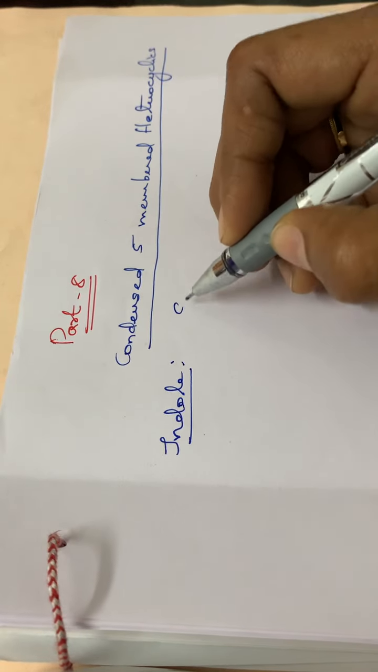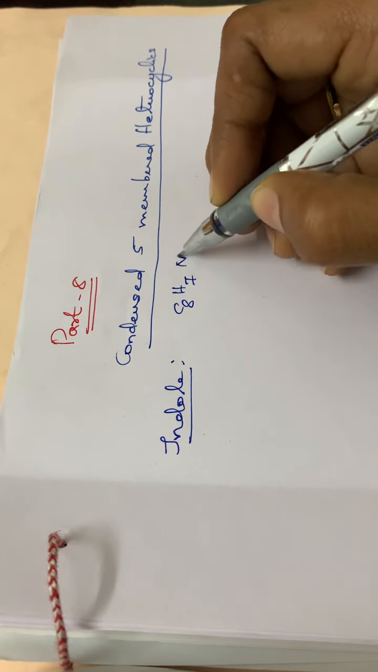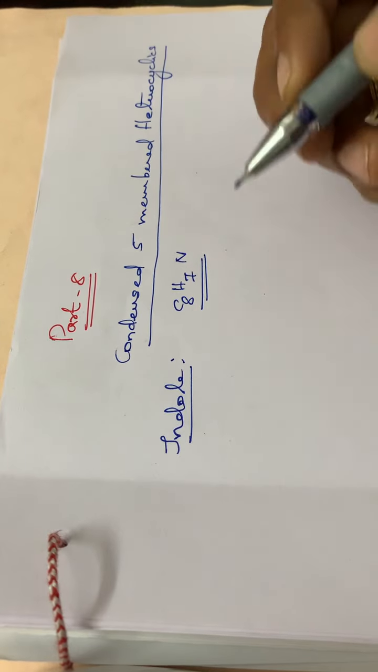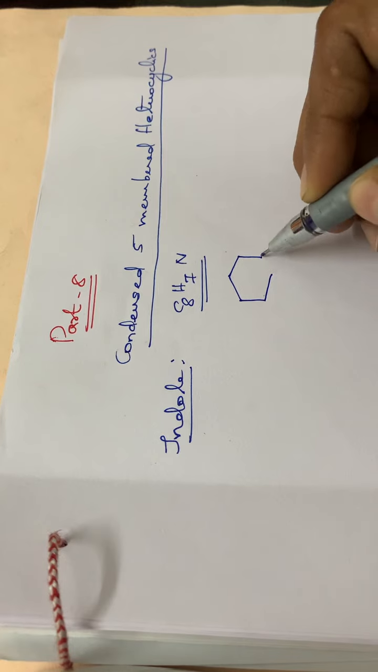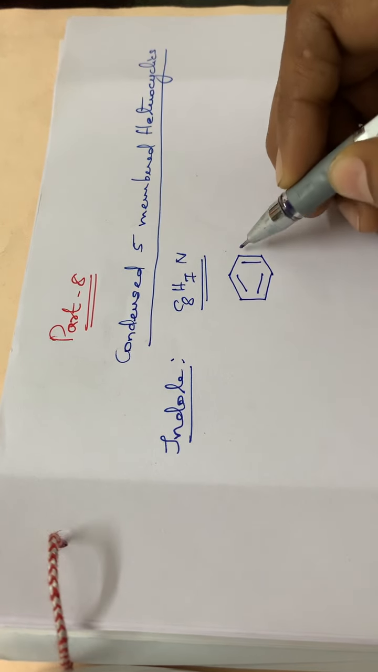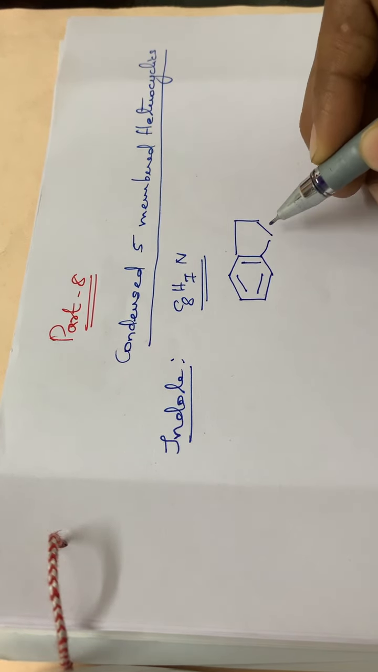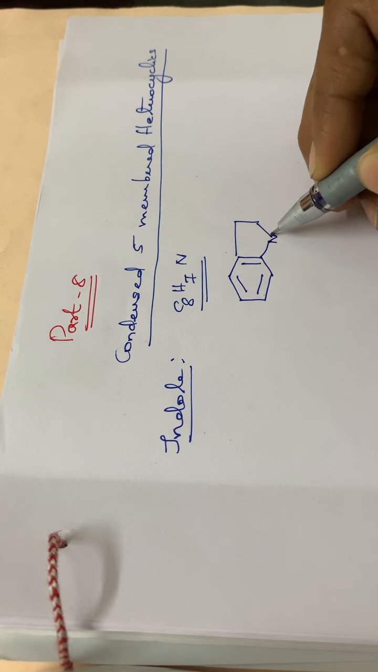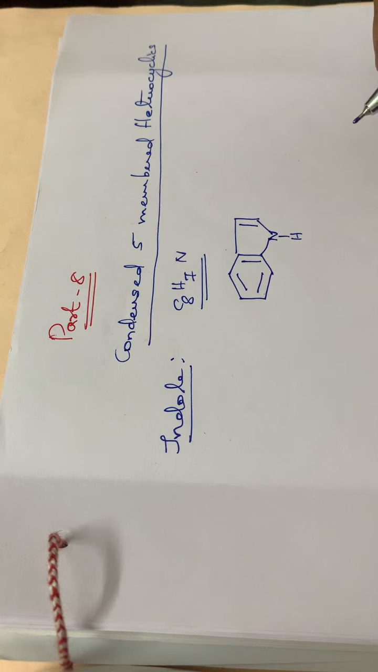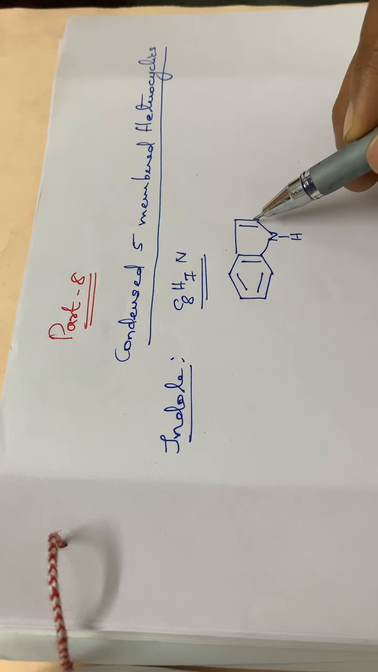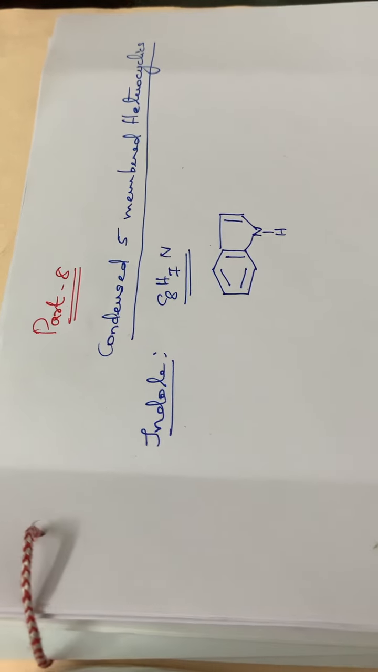Indole, the molecular formula is C8H7N, and the structure of indole is like this. It is a 6-membered ring condensed with a 5-membered ring. So this is a 5-membered ring, and at this position one nitrogen is there. So this is the structure of indole, a 6-membered ring, then a 5-membered ring with NH.